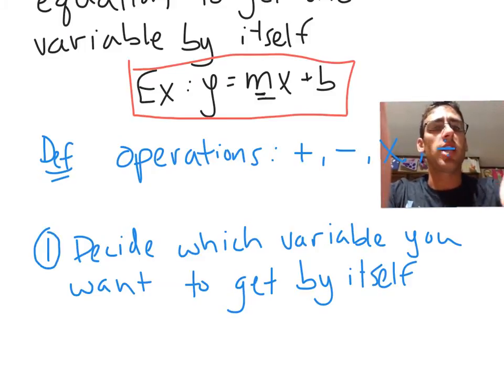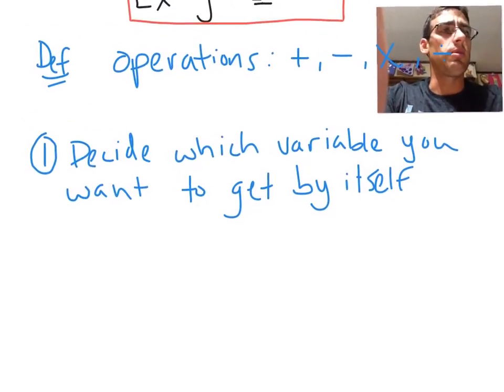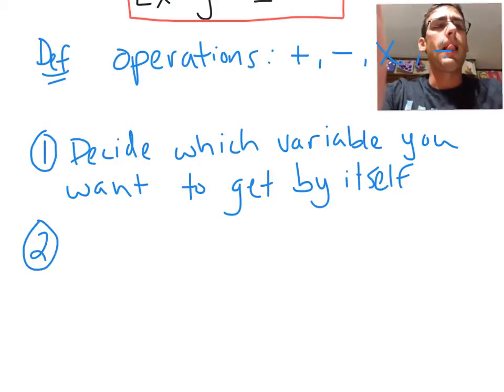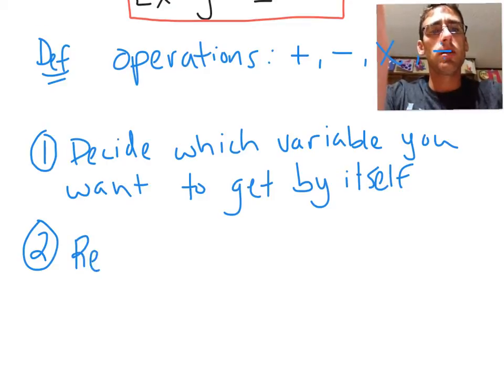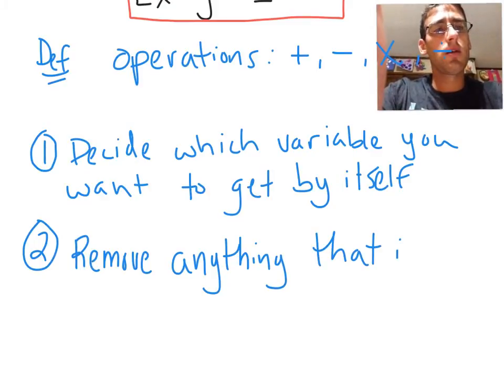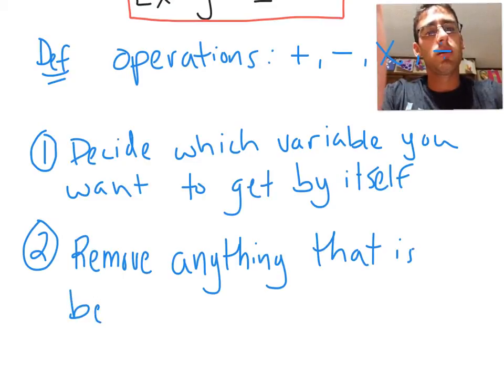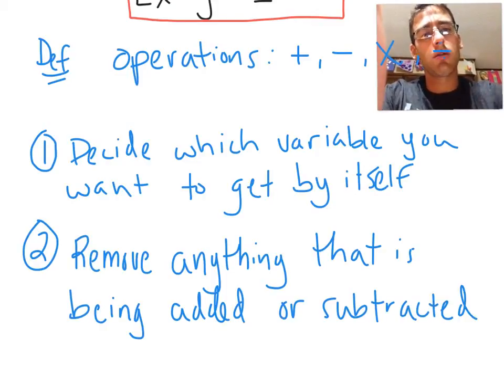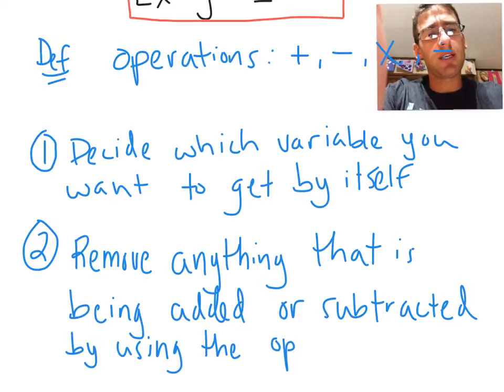All right, and that's going to change depending on the problem. All right, so we've got number one, decide which variable you want to get by itself. Now, number two is when we actually start doing stuff, okay? Number two is going to be this: remove anything that is being added or subtracted by using the opposite operation.